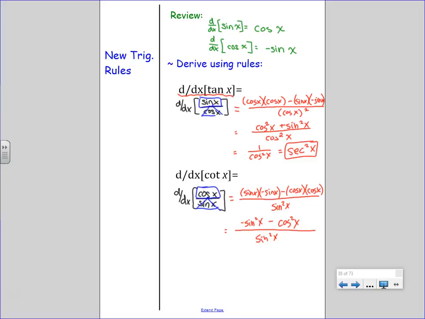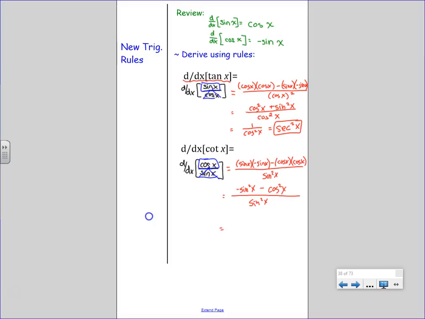Take out a negative 1. If you take out a negative 1, you have a sine squared, and taking the negative from both of them, plus a cosine squared. What's sine squared plus cosine squared? 1. And a 1 times a negative 1 is a negative 1. Well, that's better. And if we see sine squared in the denominator, 1 over sine squared is the same thing as cosecant squared, and there's a negative.